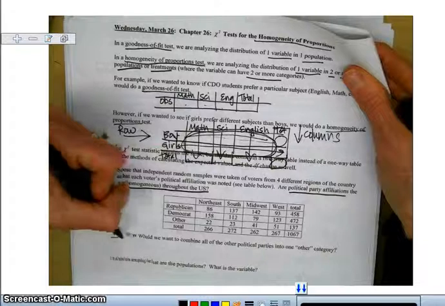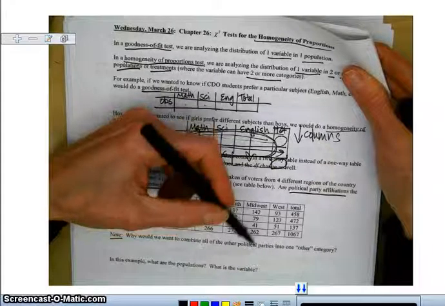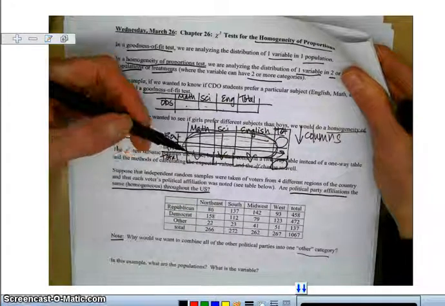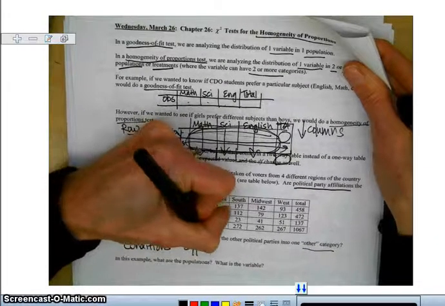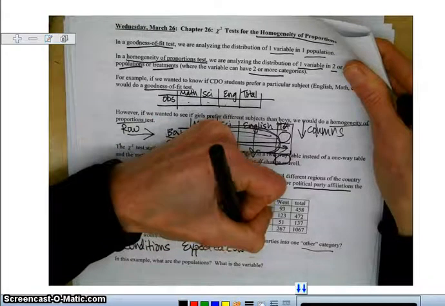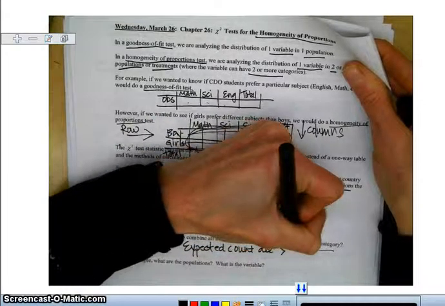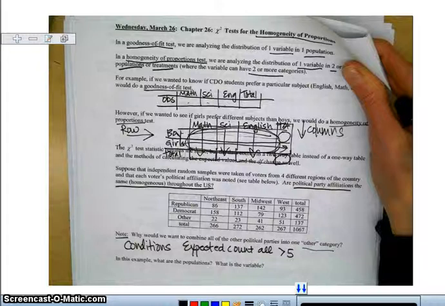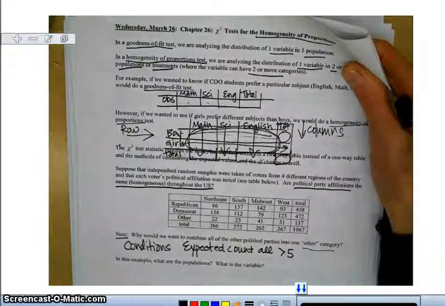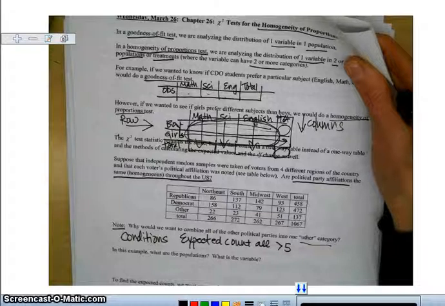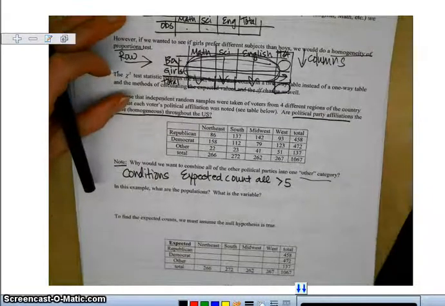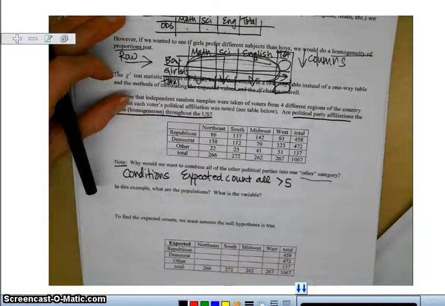Now the question is, why would I want to combine all of the other political parties into one other category? Well, this has to do with checking the conditions. The expected counts all have to be greater than 5. By combining those other political parties into just other, we don't have to worry about that as much.